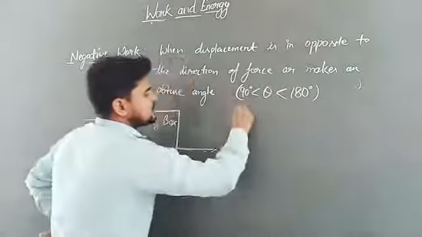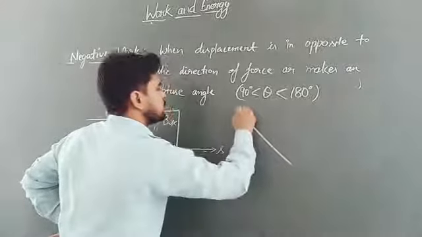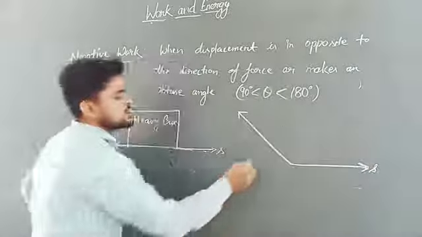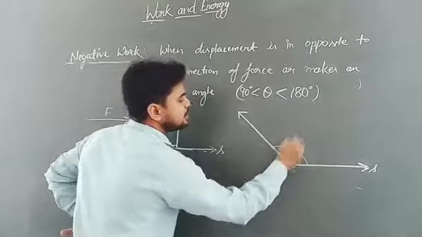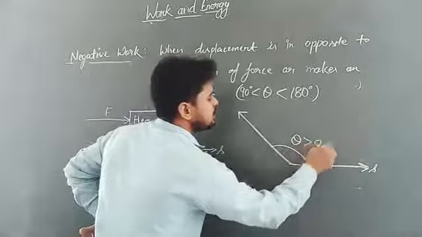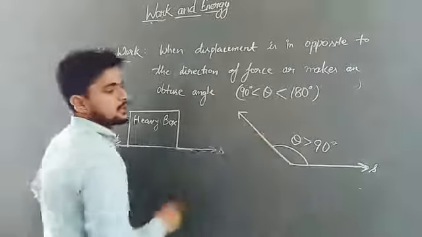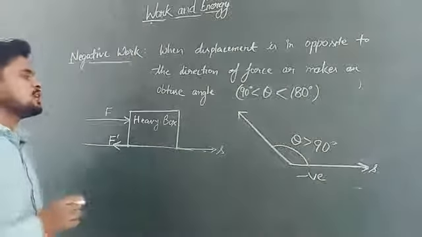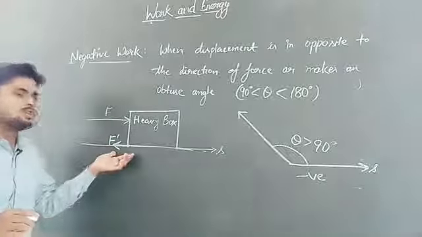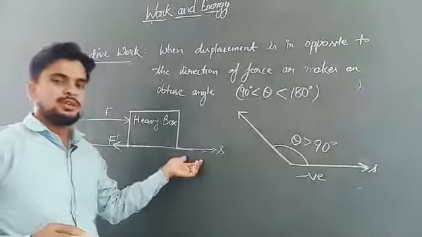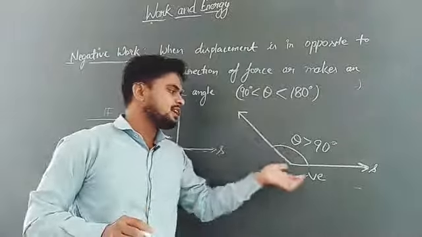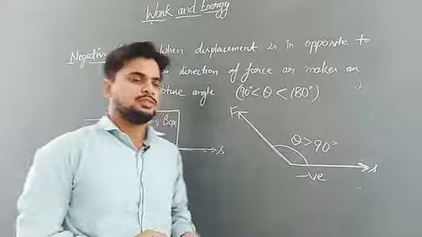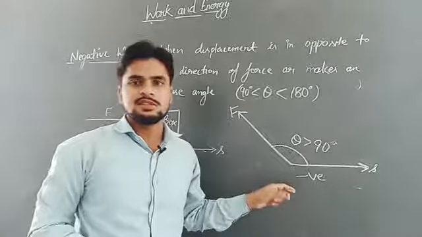Another thing is that suppose this is the force vector and this is the displacement. Here you can see the angle between them is greater than 90 degrees. This theta is greater than 90 degrees, meaning an obtuse angle. So in this case also work done is negative. So work done is said to be negative when the force is opposite to the direction of displacement, or we can say the force makes an obtuse angle with the direction of displacement. Then in these two situations, work done is negative.